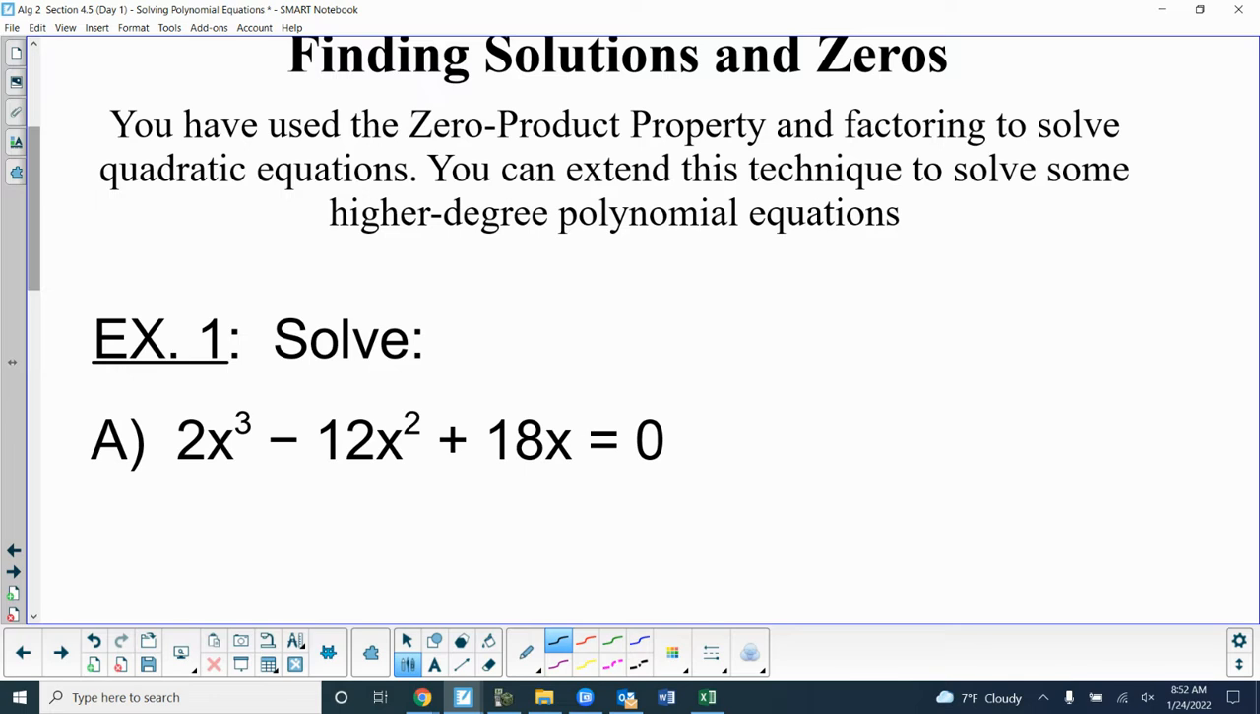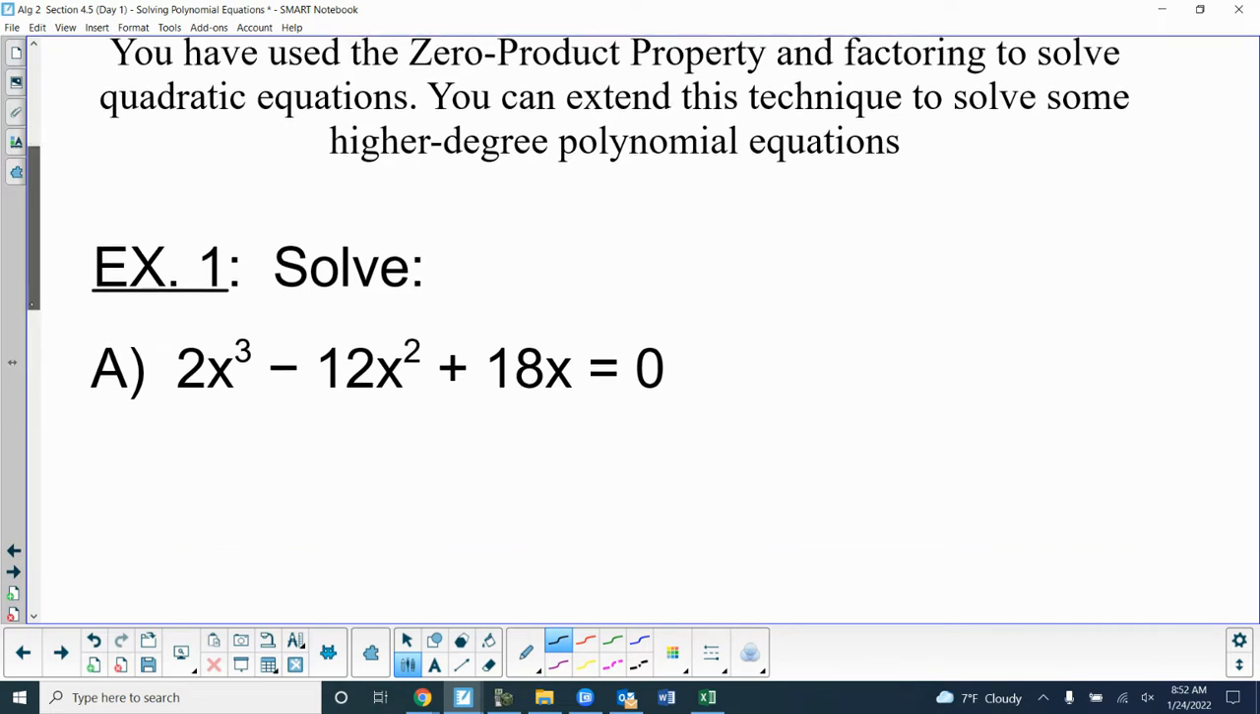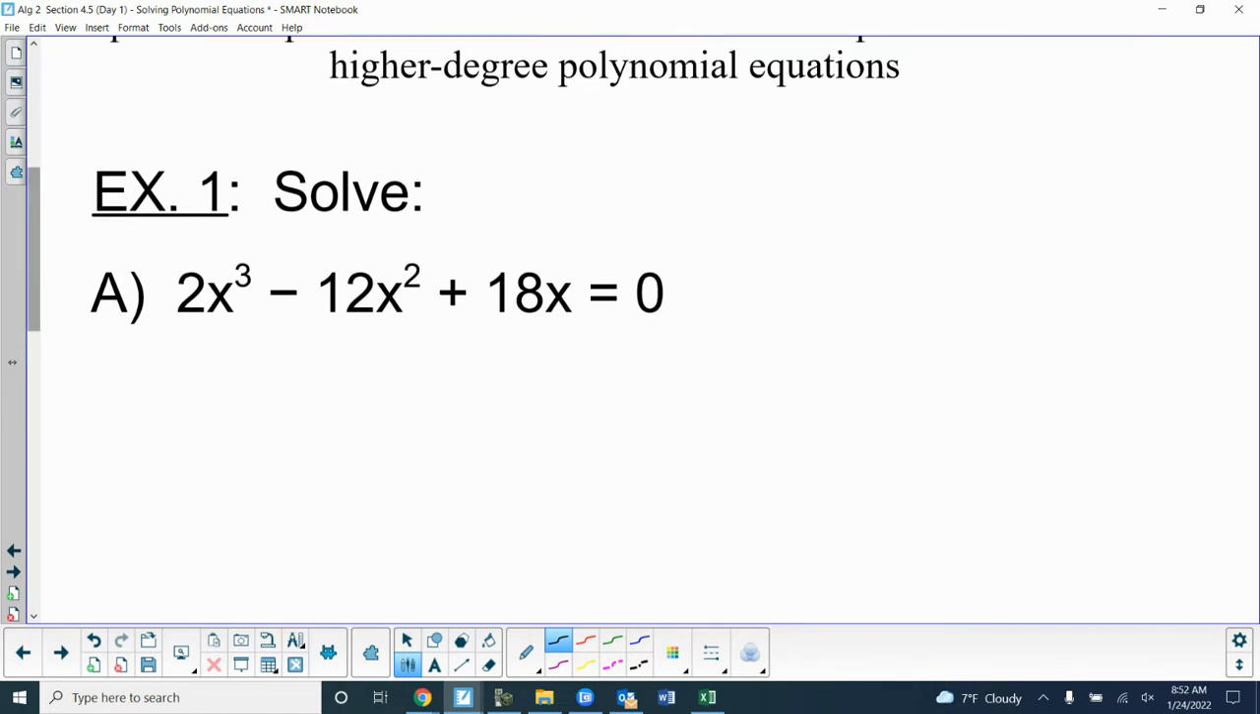So we've done this for the quadratic, the x squared stuff. Now we're going to do the same thing for the x cubes, the x fourths, and so on. So what's the GCF? 2x. Good. So when I divide 2x cubed by 2x, I get x squared. When I divide negative 12x squared by 2x, I get negative 6x. And then 18x divided by 2x is 9.